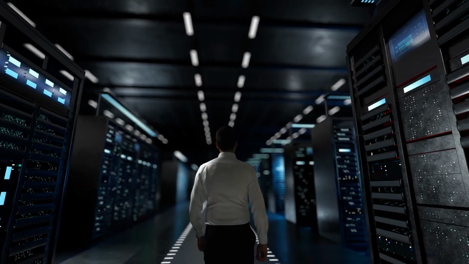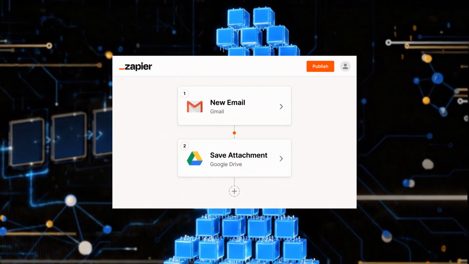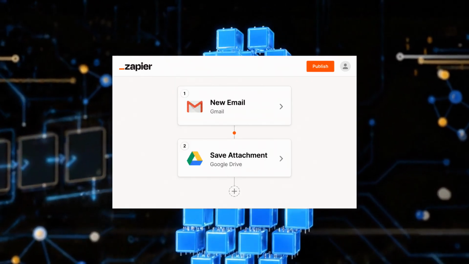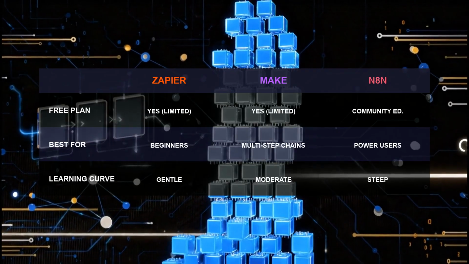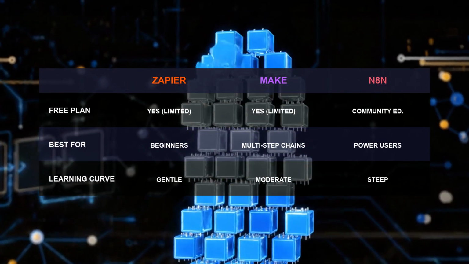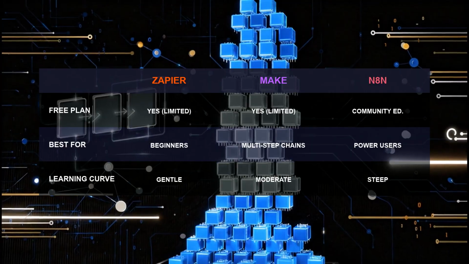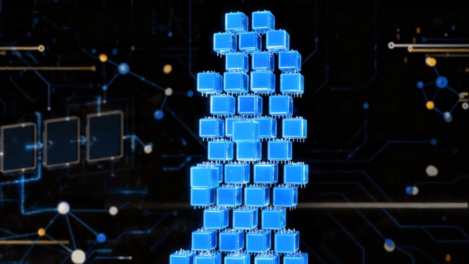You pick a trigger. A new email arrives. And an action. Save the attachment to a folder. The platform handles the plumbing. Zapier and Make both have permanent free plans with usage limits. N8N's hosted trial expires. Its free community edition never does, but only if you're willing to self-host it yourself.